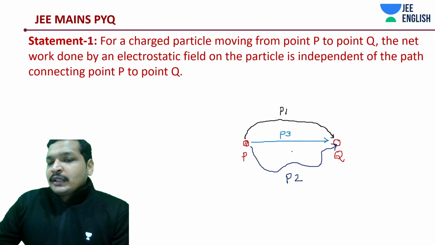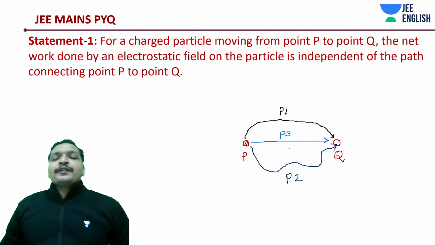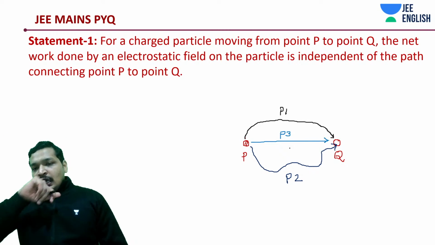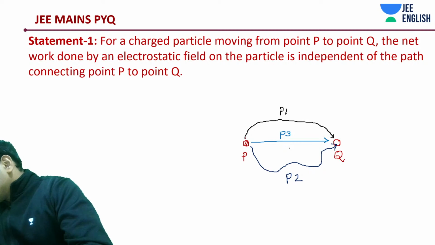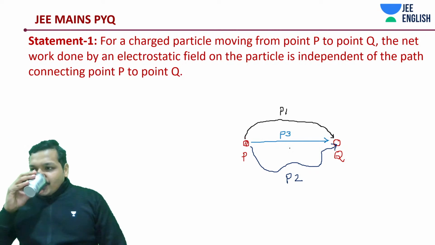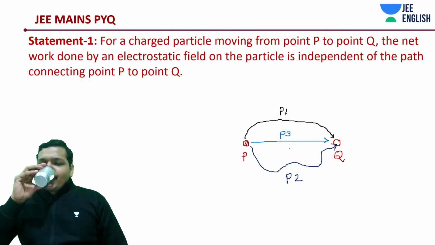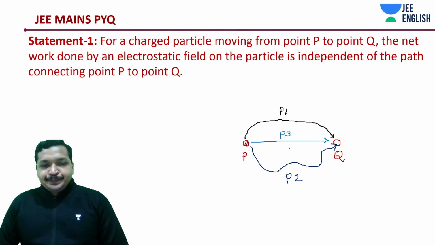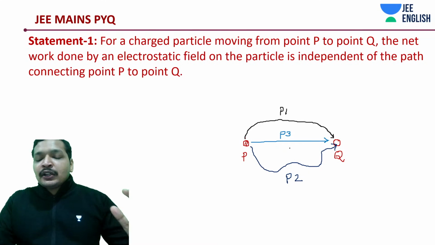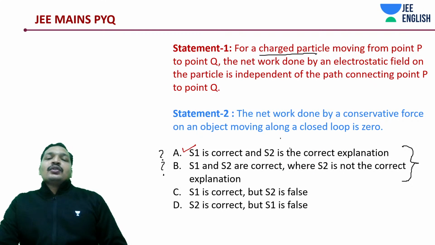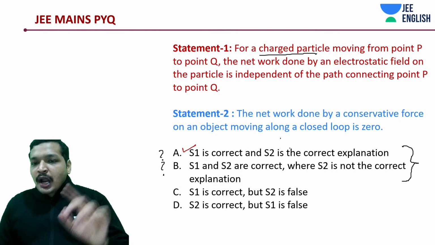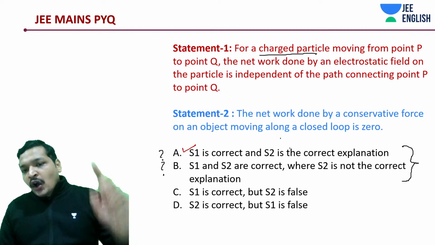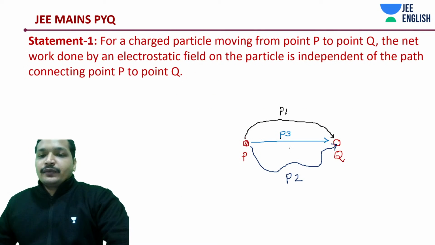So let me do a quick thing. Now you need to observe this carefully. This is how this thing comes up. Why A is true, why B is not the thing. Why A is true and why not B? Does statement 2 reason out this assertion? Work done by a conservative force on the object along the closed loop is zero.